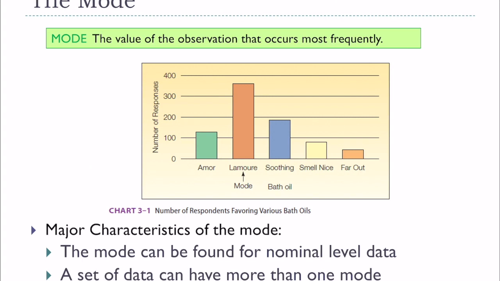Mode is just the observation that's occurring the most frequently. And so we can find mode for our nominal level data. Note, though, that a data set can have more than one mode.